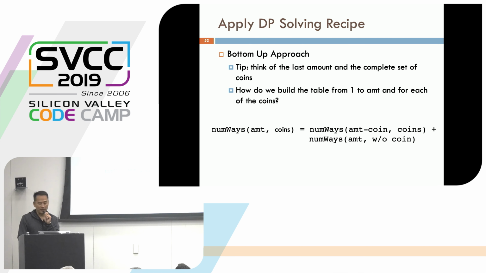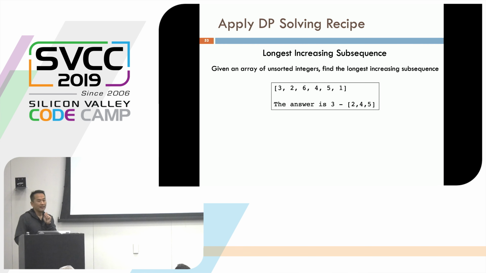Okay, the next problem is quite interesting, and I'll tell you why. Longest increasing subsequence. Given an array of unsorted integers, if it's sorted, then it doesn't make sense, right? Unsorted, find the longest increasing subsequence. Subsequence means the elements are not contiguous. Like in this example, we've got 3, 2, 6, 4, 5, 1. There are many increasing subsequences in here, but we just want the length of the longest one.